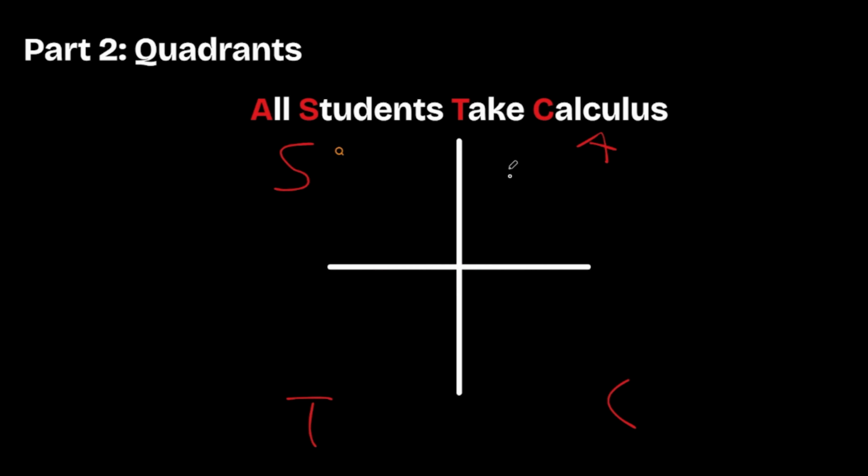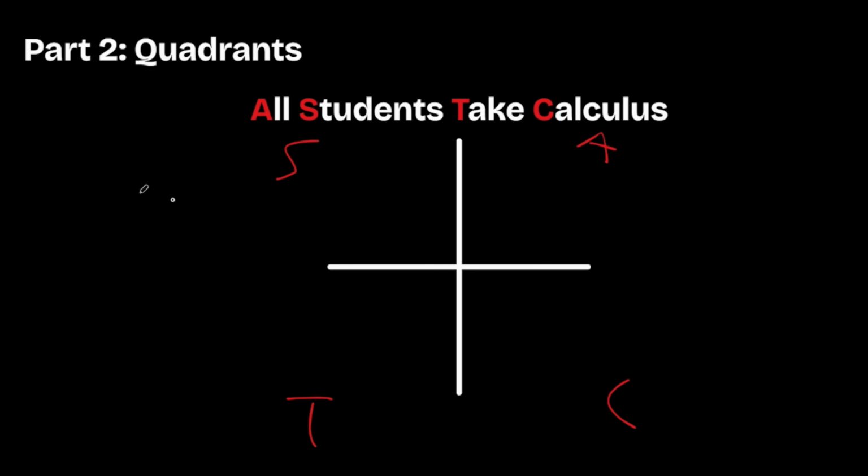So, with that being said, if you are given a sine question, we'll know that it's going to be positive in the sine quadrant as well as the all quadrant. So these two right here. That means that it's going to be negative in the tangent and cosine quadrant. So it will be negative here and positive here.